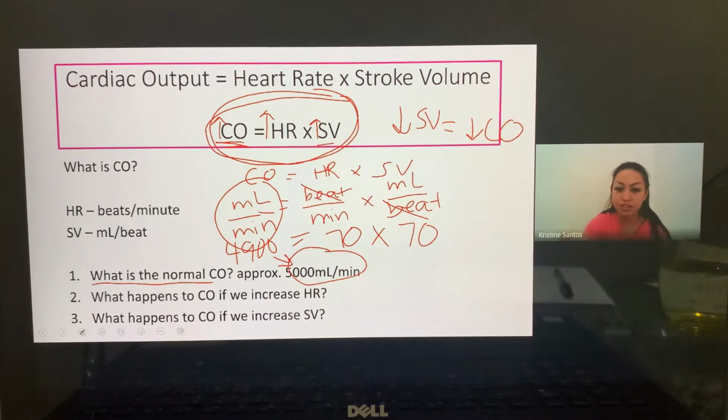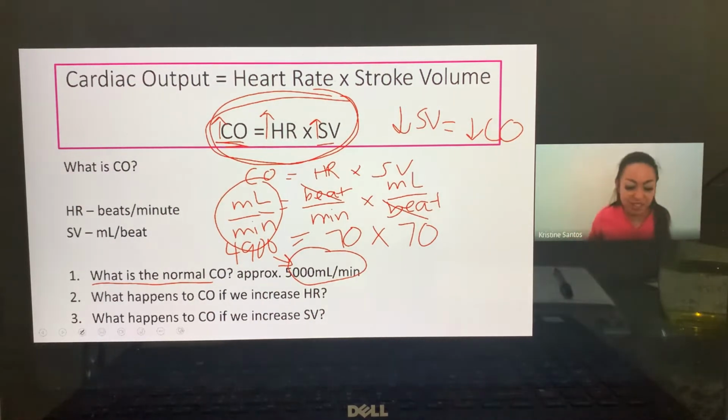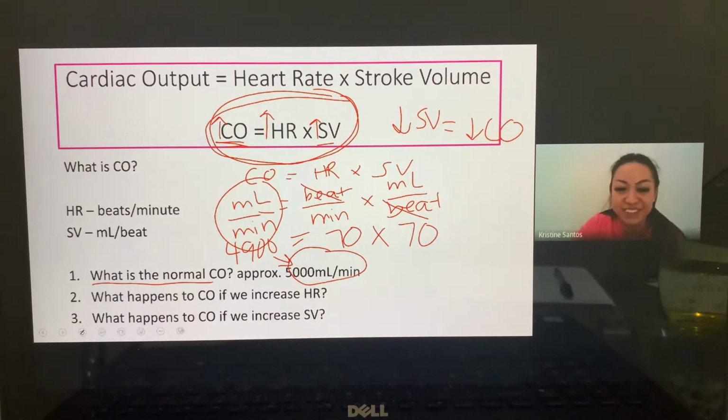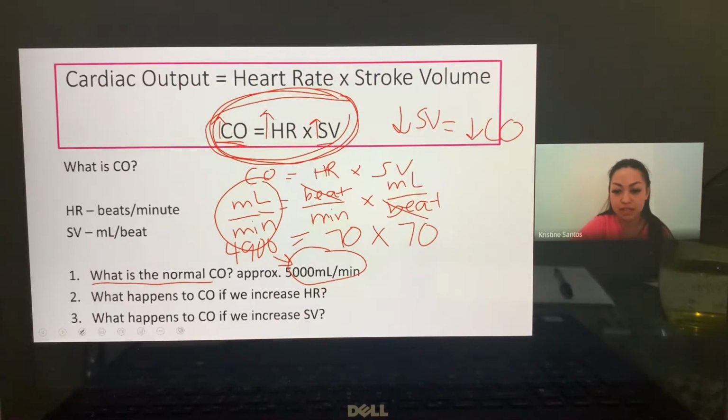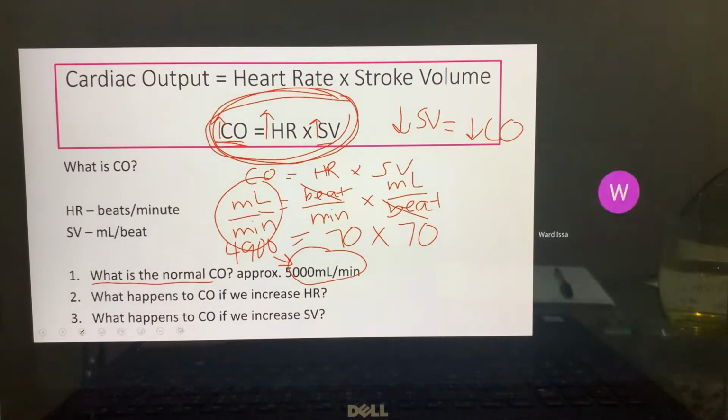So this equation is essential, and even to this day, we still use this. When you progress in your medical studies, you shouldn't forget this equation. Okay, so I hope this slide is clear. Do you have any questions about this slide? Should I move on? Okay.